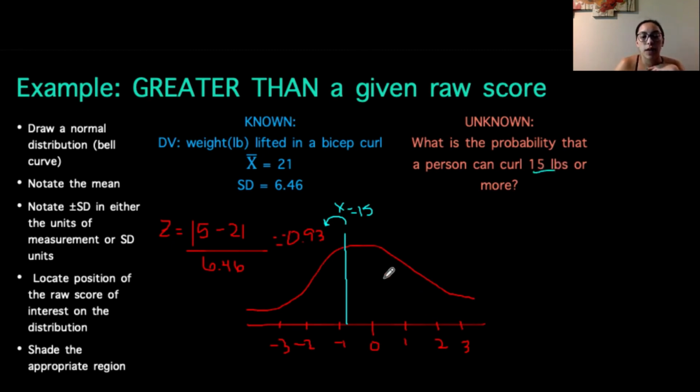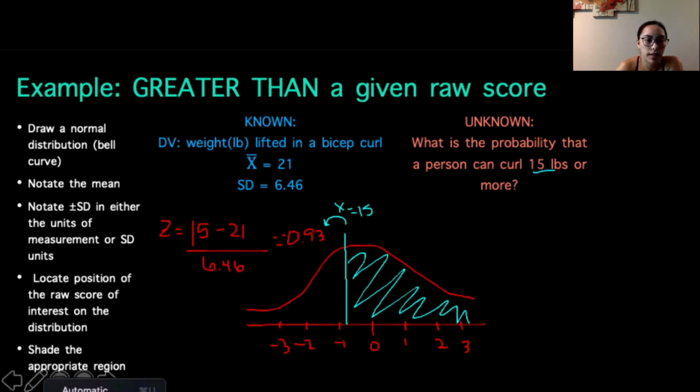If we want to know the probability that we have a person who can curl 15 pounds or more, we're describing this region, right? Because as we go up, we get greater pounds or greater weight. Remember that when you look this value up in the z-table, though, the z-table is going to give you this region.